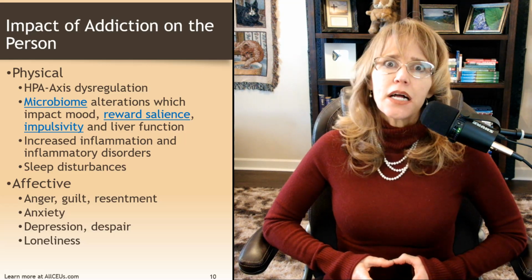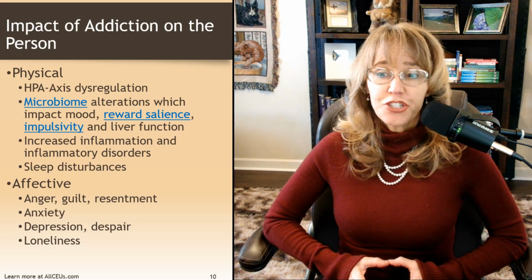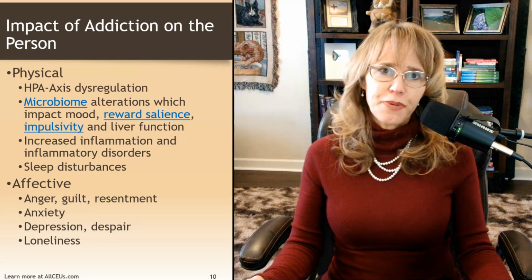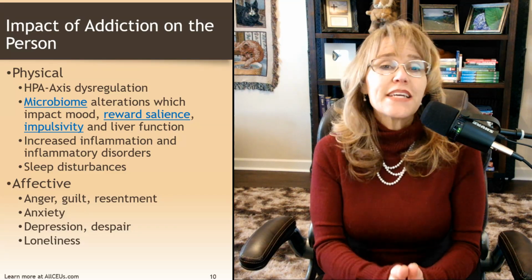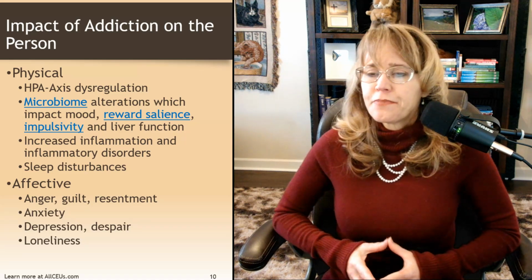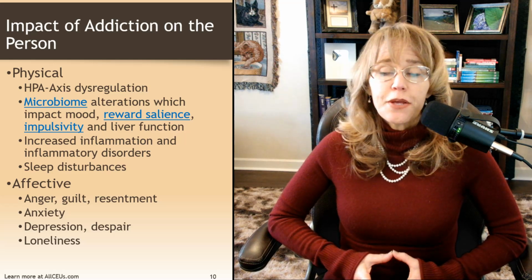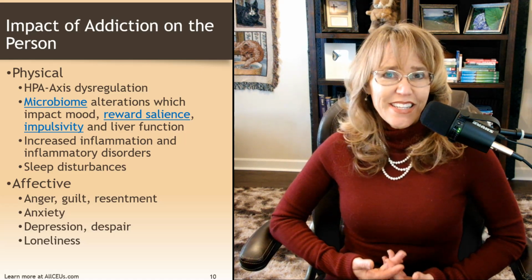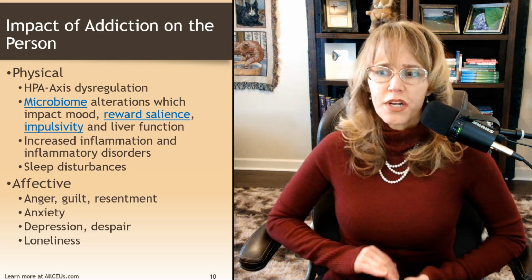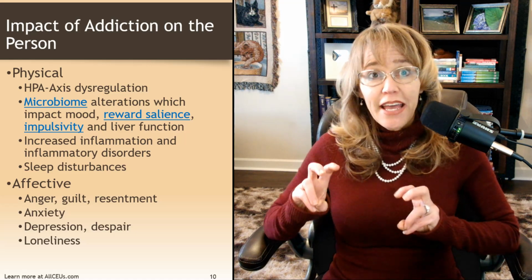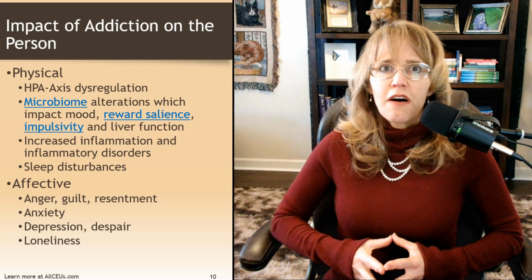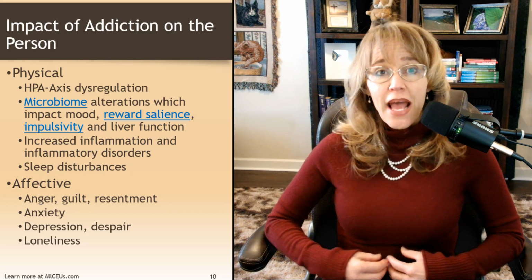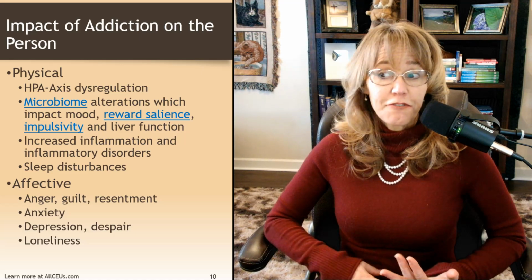We also recognize that a lot of issues, especially trauma-related issues, will result in HPA axis dysregulation that people may try to numb with addiction. So we need to look at the HPA axis. That is a baseline issue that I go over with people that I work with. The microbiome is also altered, which impacts mood, reward salience, impulsivity, and liver function. Well, we know that using, especially substances, can impact liver function. So that's one of those things. But if people are using and engaging in behavioral addictions, the stress of those addictions, the stress of the alterations, will also alter the microbiome and may cause systemic inflammation and impact liver function.